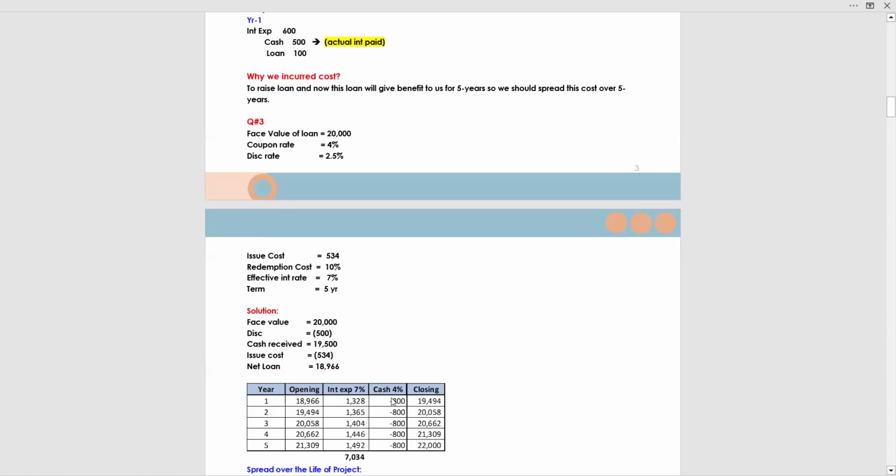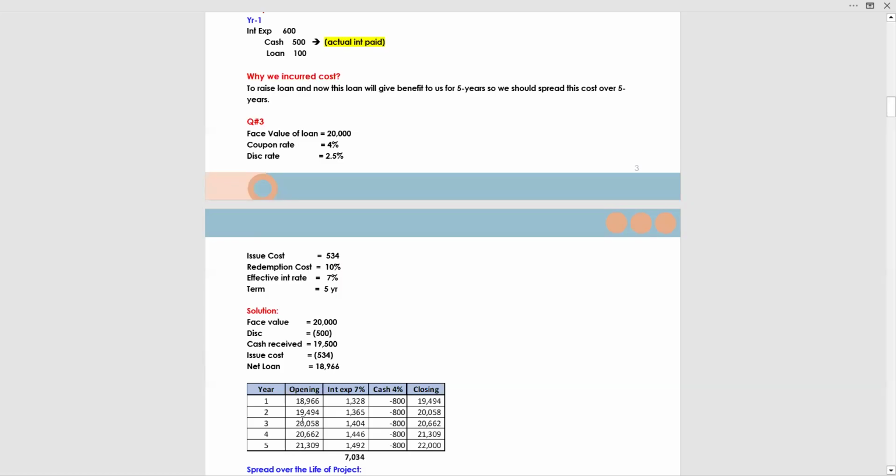Opening 18,966, interest expense 7% on this opening gives you 1,328. Now cash: we know coupon rate always applies on the face value. Face value is 20,000 multiplied by 4% gives you 800. So 18,966 plus 1,328 minus payment 800 gives you 19,494. This will become the opening of the next year. Again, 7% on this figure gives you 1,365, minus 800, gives you the closing of 20,058.